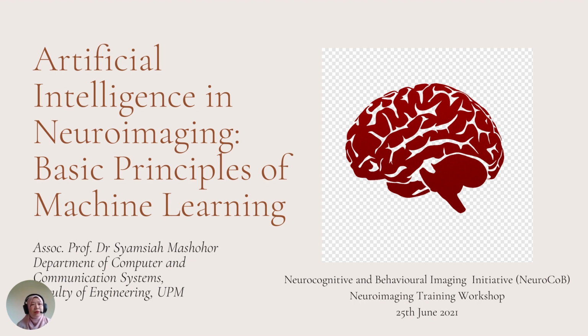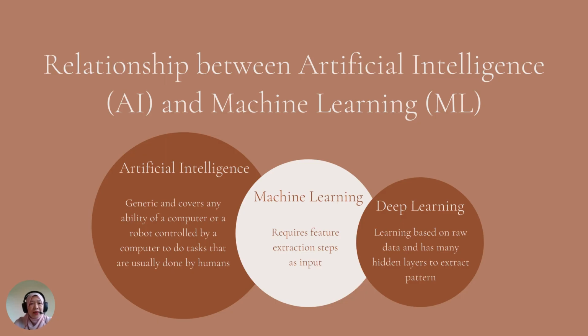So my talk today will be on artificial intelligence in neuroimaging. I will focus on explaining the basic principles of machine learning. I believe that many of you have heard about AI and ML. I would like to emphasize the differences between AI, machine learning or ML, and another term probably familiar among all of you, which is deep learning, or DL.